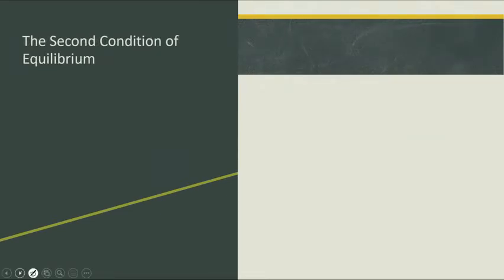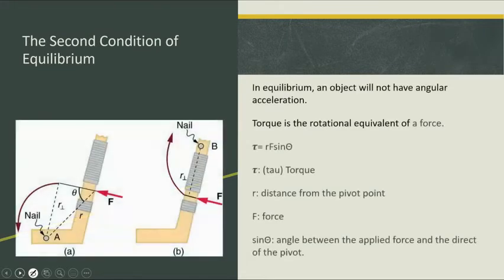So that brings us to a second condition of equilibrium. Our second condition of equilibrium, you need to have your torque equal to zero. Your sum of all torques is going to be equal to zero. So in equilibrium, an object will not have angular acceleration. So in our first situation, we don't have linear acceleration. And in our second situation of equilibrium, we don't have angular acceleration.